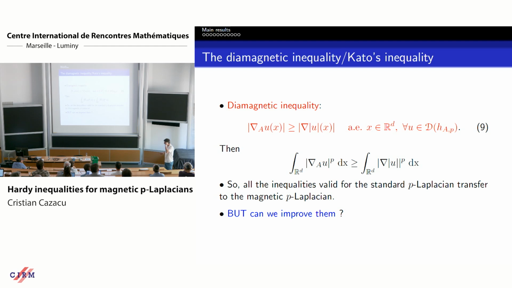We also have the diamagnetic inequality, which tells that you can control pointwise, once you have, say, a function u smooth enough, in the domain of this operator, the magnetic gradient controls the gradient of the modulus of u. As a consequence of this, of course, we have this trivial inequality. So what I want to say is that all the inequalities that we obtain for the quadratic form associated with the p-Laplace operator can be transferred to the case of the magnetic operator.